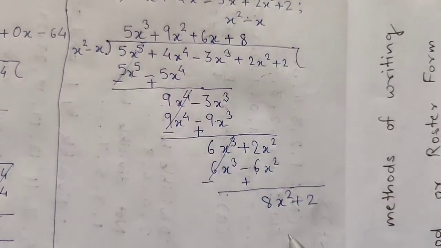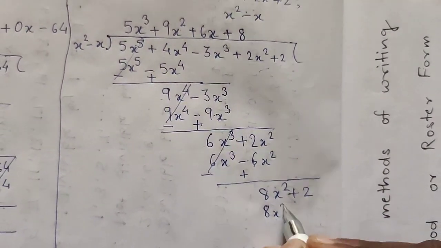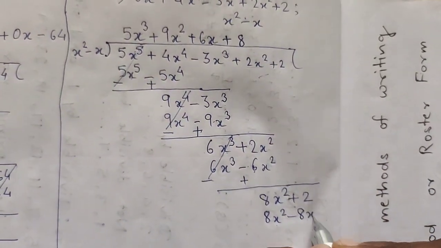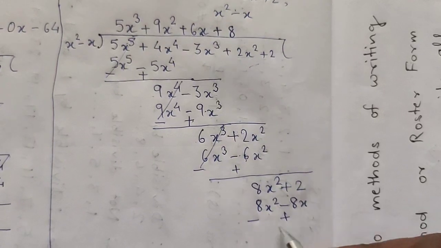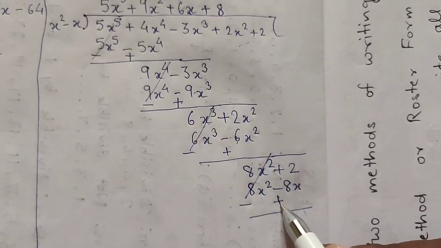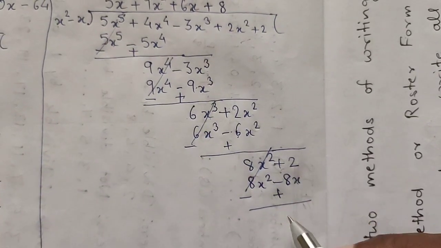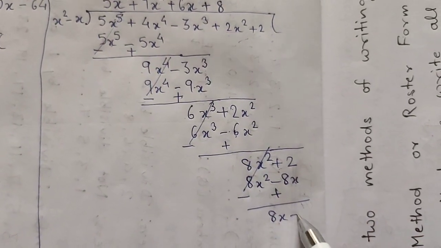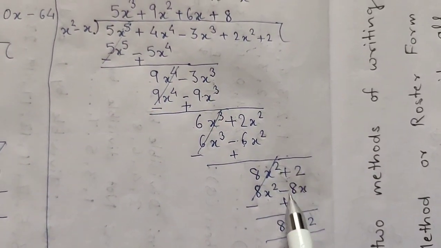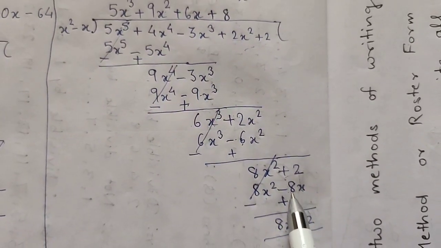So if you multiply, you are going to get 8x square, and here minus 8x you are going to get. Okay, now subtract this minus this plus, this term gets cancelled. Now see here, this is plus 8x and this is plus 2, so write here 8x plus 2. Okay, understood now? These two are not like terms, so you are going to write it as it is.